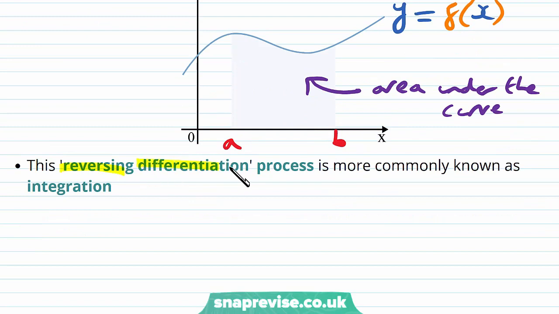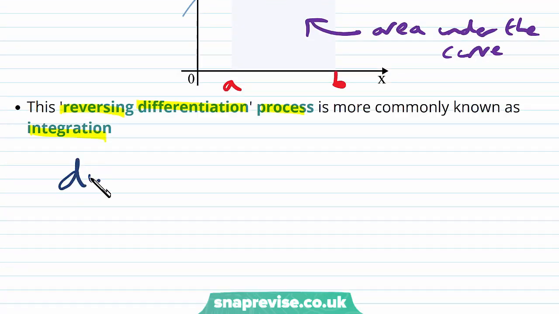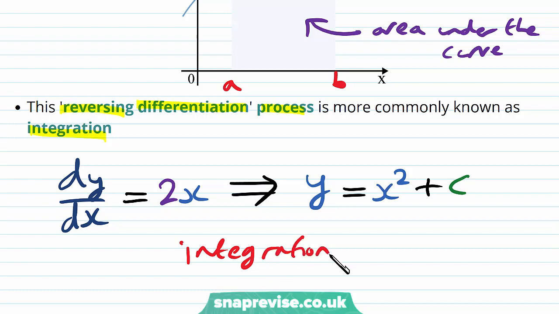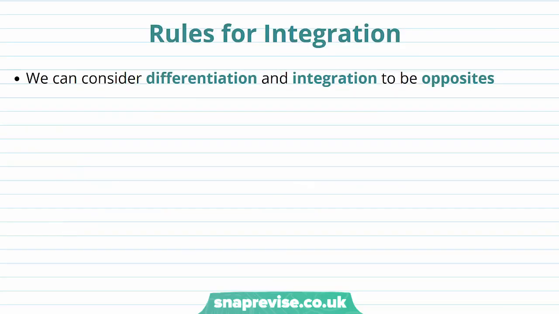There is a curve involved at the top. This reversing differentiation process is more commonly known as integration. Taking the equation dy by dx is equal to 2x and transforming it into the equation y is equal to x squared plus c is the process of integration. So what exactly are the rules for integration?